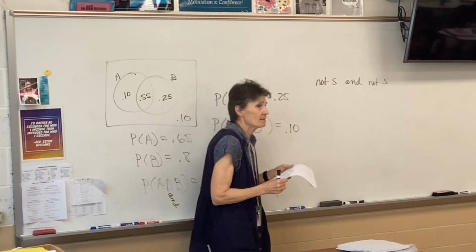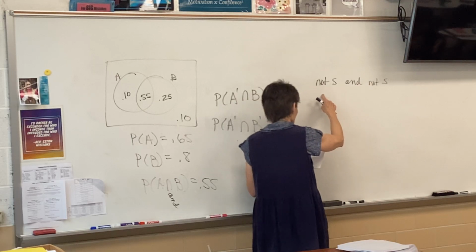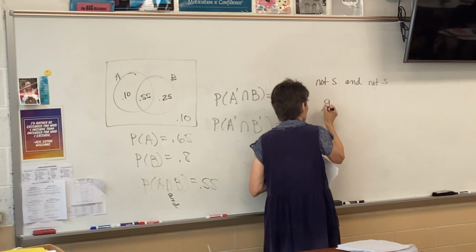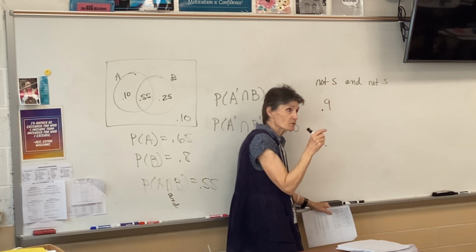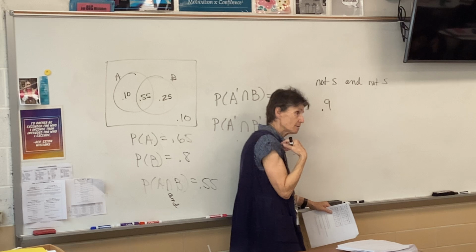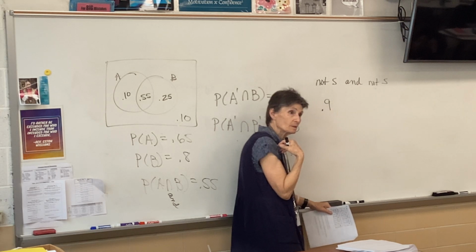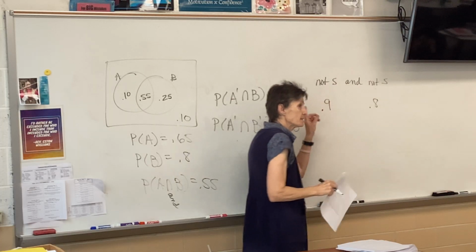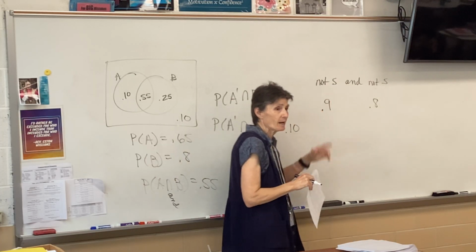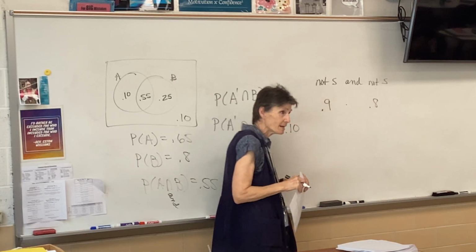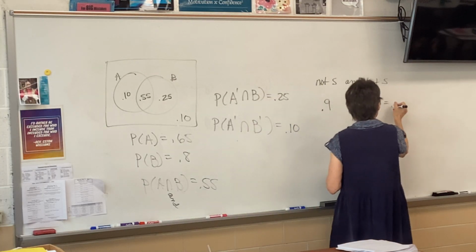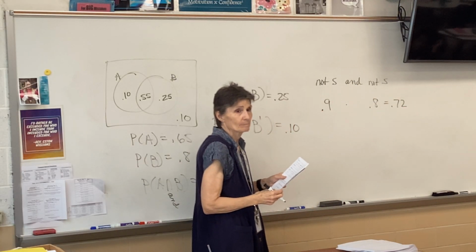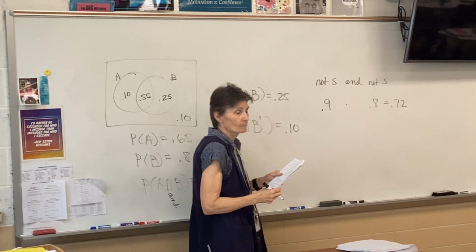What's the probability that class 1 does not like science? 0.9. If there's a 10% chance I do like science, then there's a 90% chance I don't, right? How about class 2? 0.8. It's not science and not science, so those are getting multiplied, and the answer is 0.72. Right?